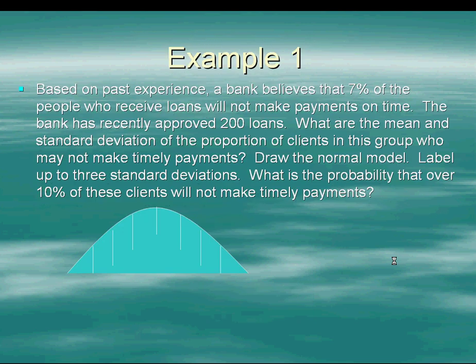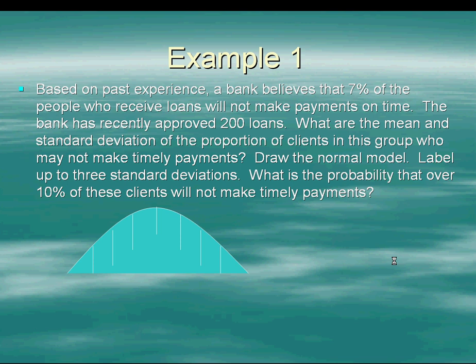For our first example, based on a past experience, a bank believes that 7% of the people who receive loans will not make payments on time. The bank has recently approved 200 loans. What are the mean and standard deviation for the proportion of clients in this group who will not make timely payments? We're going to draw the normal model.